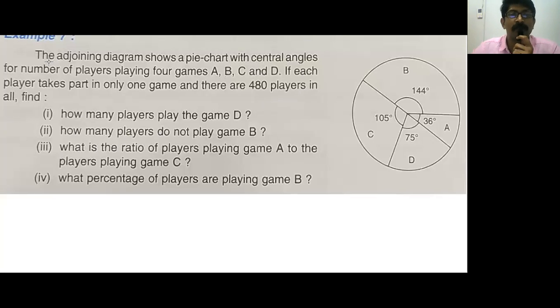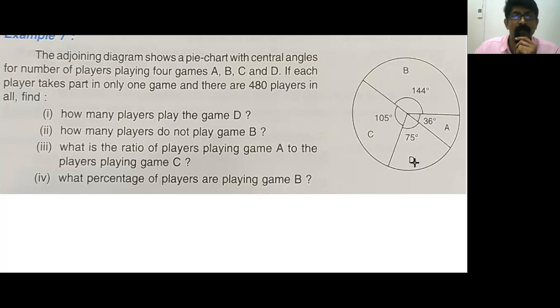Okay, now students, suppose the reverse question we've just now seen, like how to draw the pie chart. Now in case the pie chart is given to you, and you have to answer the question based on this pie chart, how to do that, we're going to see that type of question in this part of the video. Okay, so the adjoining diagram shows a pie chart with central angles for the number of players playing 4 games A, B, C, D. If each player takes part in only one game, and there are 480 players in all, we have to find how many players play the game D.